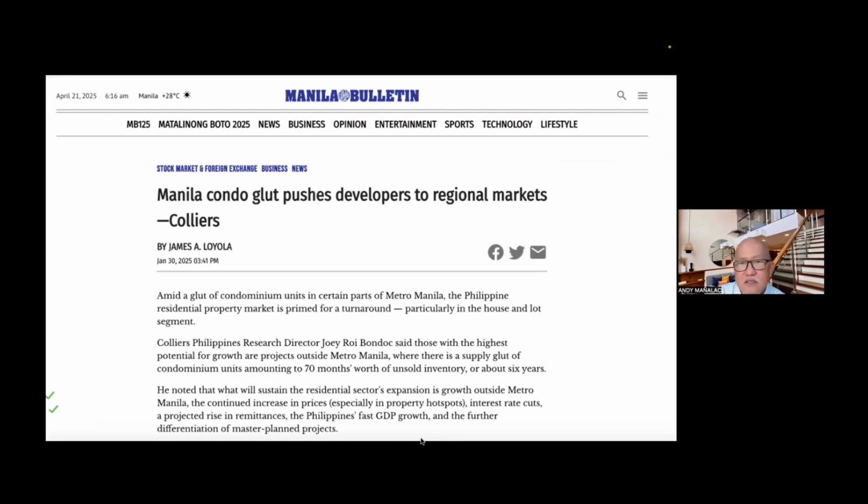what is the real reason why these developers are moving outside Metro Manila? Is it just because may oversupply here in Metro Manila? Is it just because there's a glut? Is it just because rentals are going down? Is it just because the vacancy is going very high? Or is there really, or have they really missed the true market, the real market all this time?